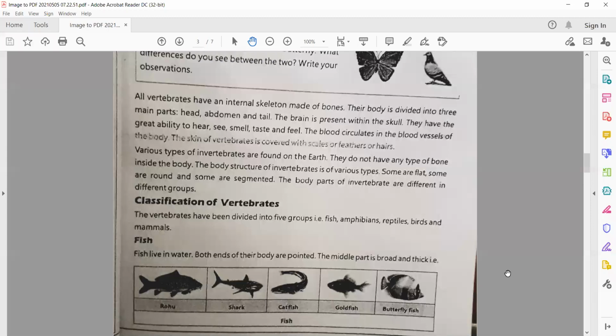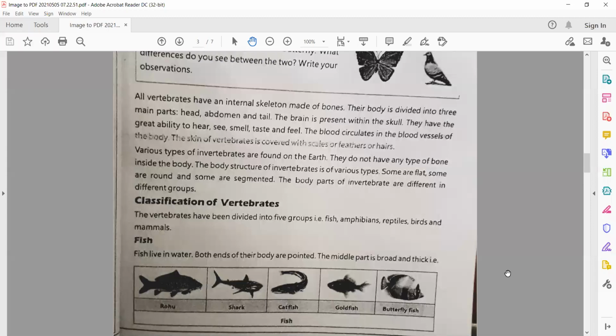अब different है invertebrates के, तो ये अभी हम पढ़ेंगे classification of vertebrates. Invertebrates इसके बाद है, तो फिर आप लोगों को ज्यादा क्लियर हो जाएगा कि actually main difference दोनों में क्या है. Let's move to the classification of vertebrates.